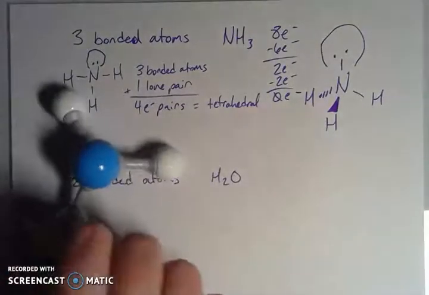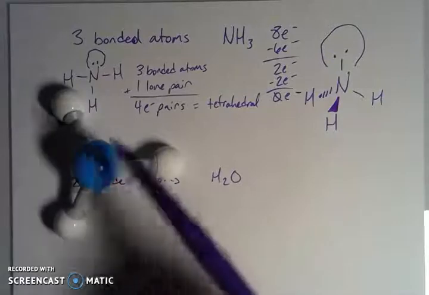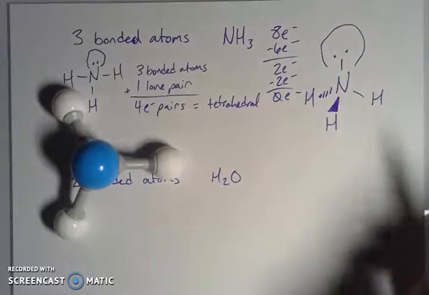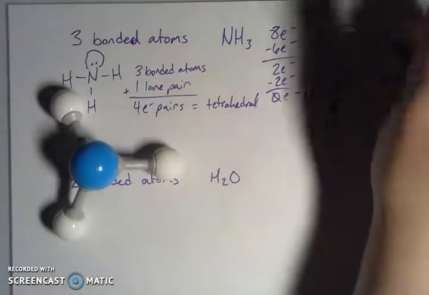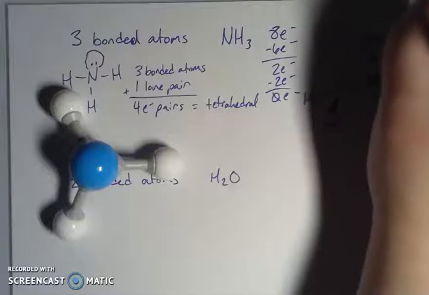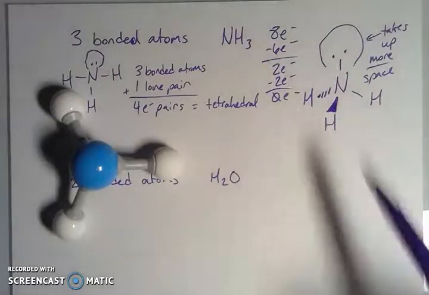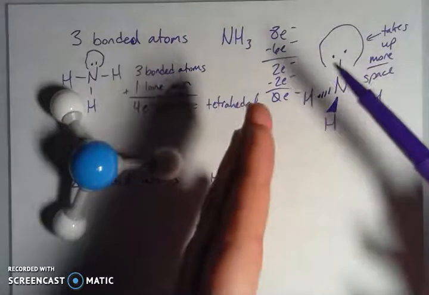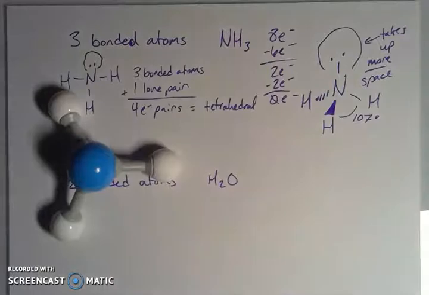Now our predicted angles for ammonia would be 109.5 degrees because it has tetrahedral geometry. But because this lone pair takes up more space than an atom would, so if I had an atom there, everything would be 109.5 degrees. But now I have this bigger thing here that's going to compress down these angles. So the angles in my ammonia here are actually 107 degrees, slightly smaller than that predicted 109.5. And again, that's because this lone pair is taking up slightly more volume in the molecule than an atom would.